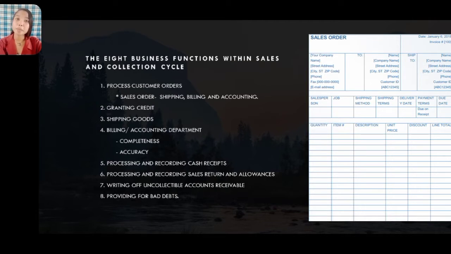In some companies, the billing and accounting departments are the same, while in others, they are separated. Again, we will send the document, which is the sales order, to those departments for us to record the sales and to know that there is a sale in process. The second one is granting credit.